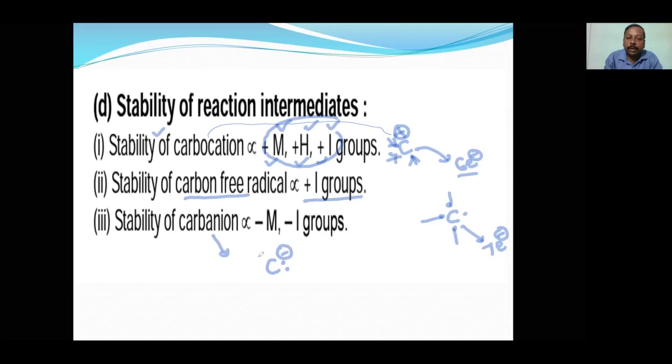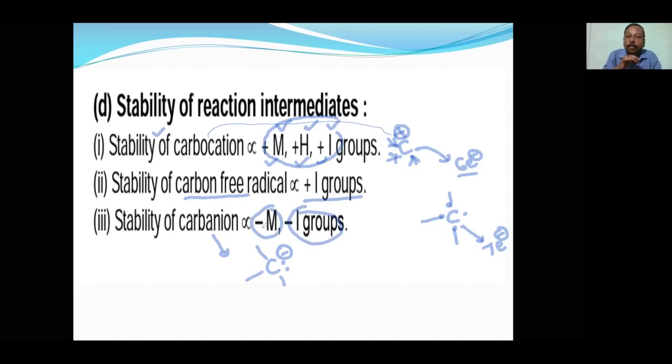Carbanion means negative charge. Because of the negative charge, there will be a lone pair. Now it is electron rich. Wherever a lone pair is present, that means it is electron rich. So this must be eliminated. This must be utilized somewhere else. Therefore, minus groups will be helpful in improving the stability.